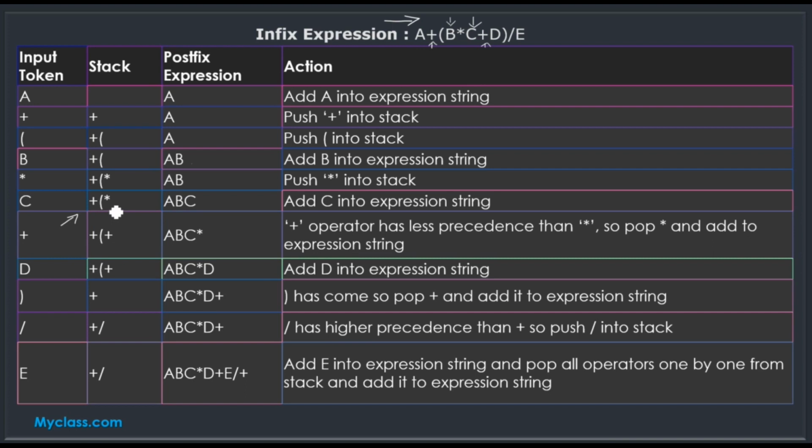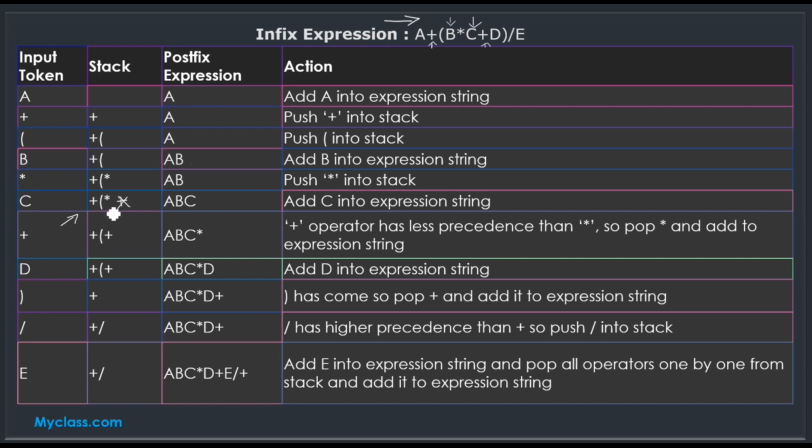If the topmost element has the higher precedence, then we can't put plus into this position, because this has the higher precedence and this is the lower precedence. It is not fair that a lower precedence operator is lying above a higher precedence operator. It is not possible. So we pop the star into the postfix expression. Then we add addition to this stack. This operation will continue until we reach a topmost element with lower precedence.